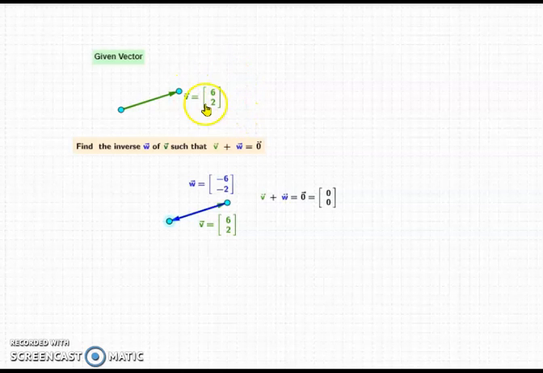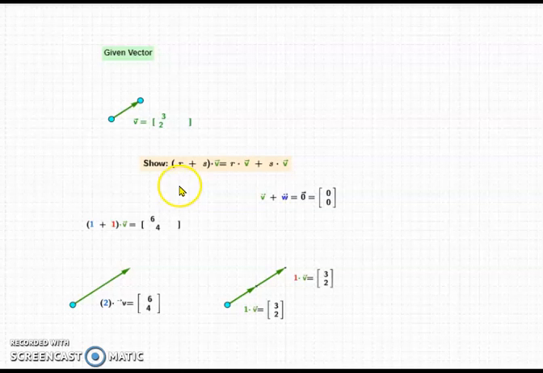Ibig sabihin, ito na vector with the components 6, 2, if you're going to add that to the vector w, the negative or the additive inverse of vector v, which has components negative 6 and negative 2, the result is the zero vector. And if you're going to observe, they have different directions. So the negative of this vector is the vector that has the opposite direction. In this case, that's vector w.